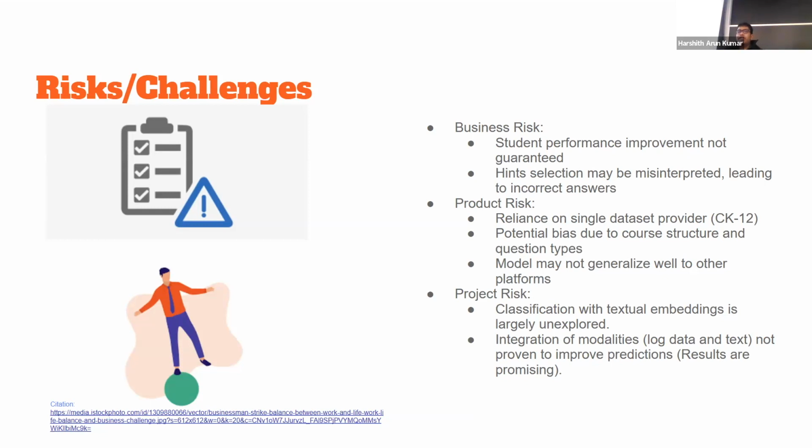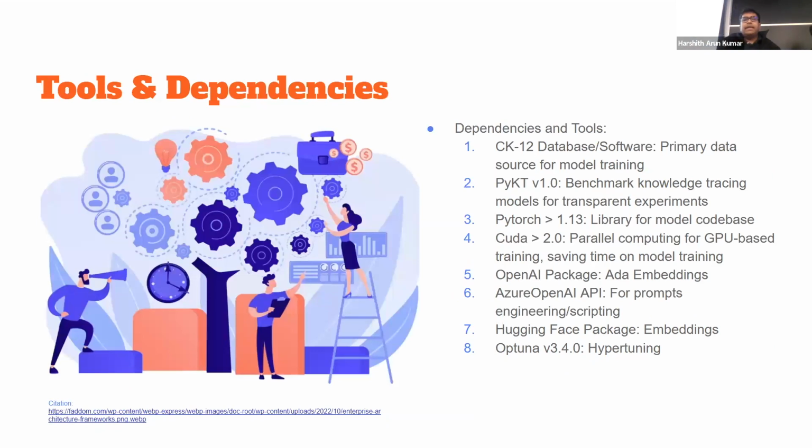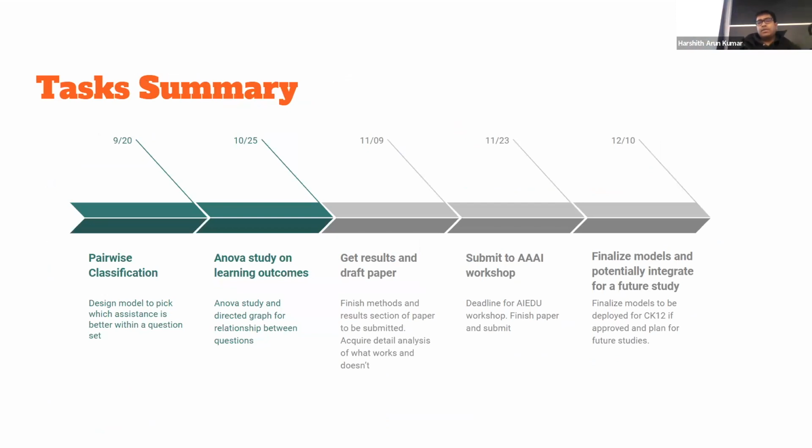And some of the project risks we had were that classification was largely unexplored, but we were able to get good results with that. And we were able to integrate the log probabilities as well. These are some of the tools that we use, such as the Azure OpenAI API, the PyTorch library, and Optuna for fine-tuning. And this was our task summary that we had during the midterm, and we were able to follow this. We submitted to the AAAI workshop, and then we finalized the models, and we intend to submit an extension of this to ICML in the next year.